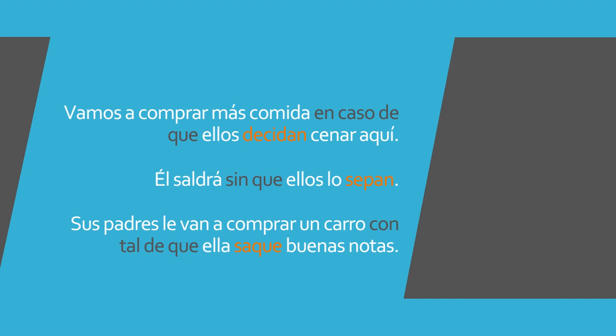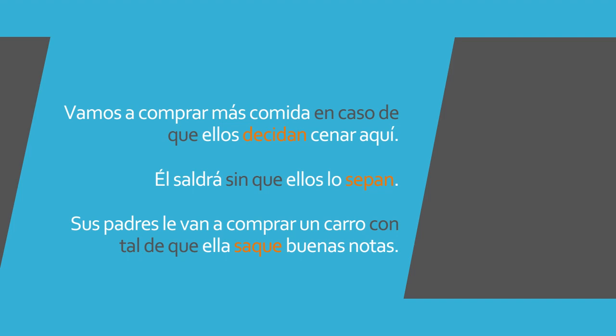So the first example, vamos a comprar más comida en caso de que ellos decidan cenar aquí. So we are going to buy more food in the event that they decide to eat dinner here. So we use the subjunctive tense here for that second verb. Why? Well, it's because we don't know whether they're going to decide to eat dinner here or not. So we're just doing these actions in the event, in case that some other action happens that we don't have any control over.